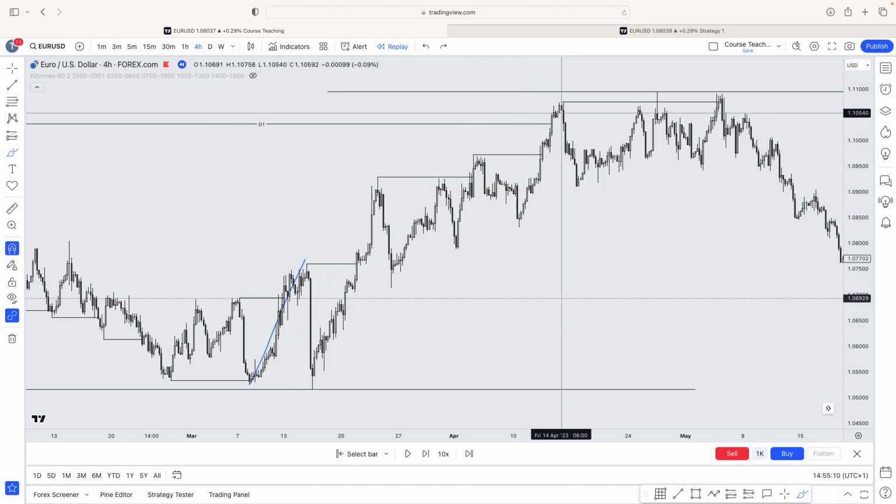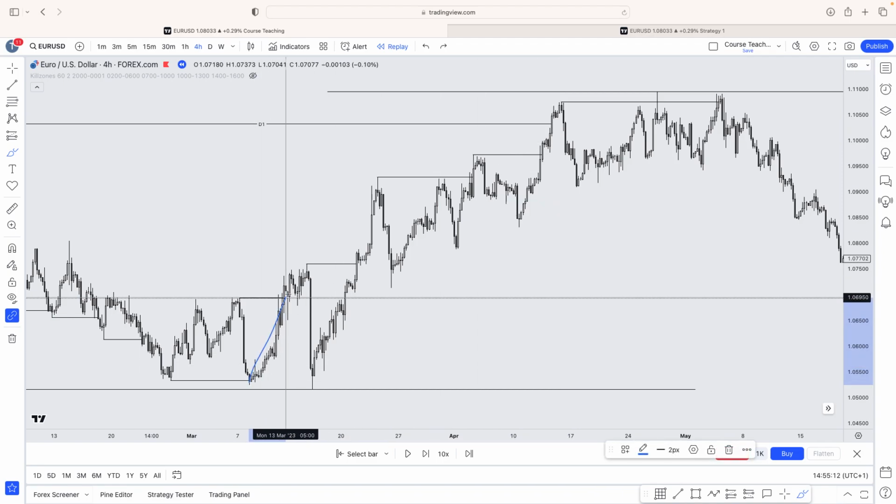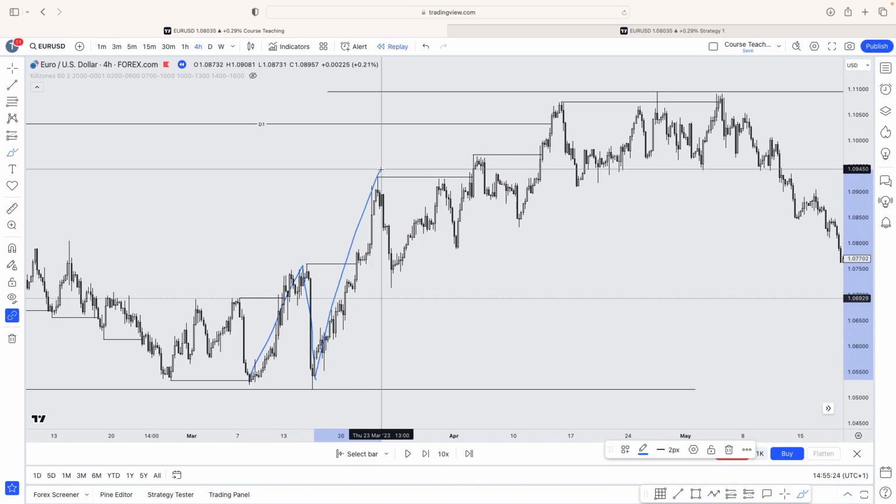Okay, so what happens then? We have a 4-hour break of structure to the upside. We expect a 4-hour pullback. The 4-hour starts to pull back. Okay, it comes into our strong 4-hour low that we expect to hold, which it then does, and it breaks 4-hour structure again to the upside.